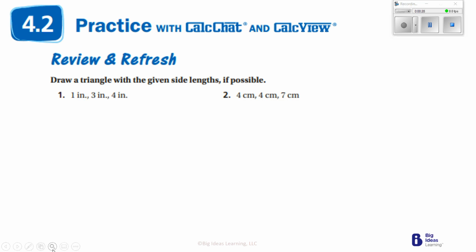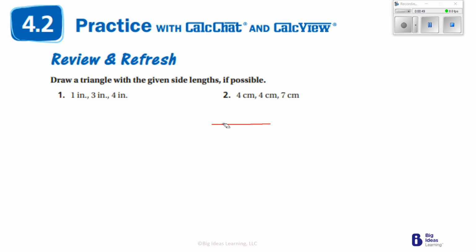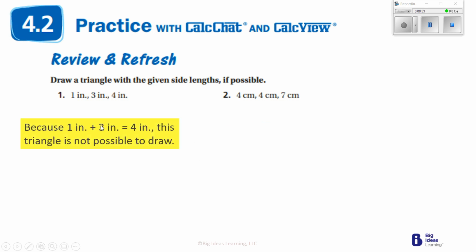I'm going to go with a hard no on that one, because if I have one that is 1 inch, let's just draw it over here, and I have one that is 3 inch and I put it right next to it, the one that is 4 inch, it would lie right on top of it. There would not be a way to make an angle. So in that regard, no, I cannot go ahead and make a triangle with those given lengths. So I'm going to say no, because 1 inch and 3 inch equals 4 inch. This triangle is not possible to draw.